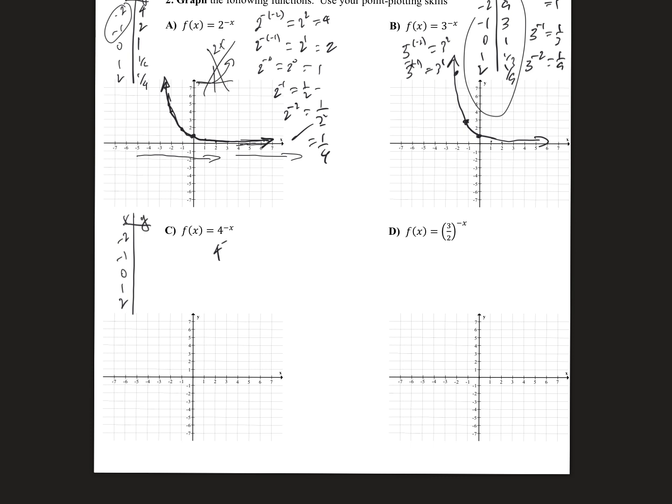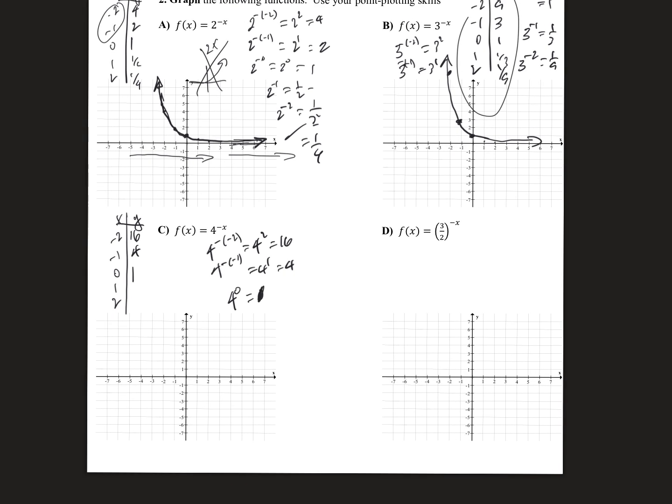So we're taking the opposite of negative 2, which becomes 4 squared. So there's our 16. We're taking the opposite of negative 1, which is 4 to the first, which is 4. Right? 4 to the 0 is still 1. And if I put in a positive 1, 4 to the negative 1 becomes 1/4. And if I put in that positive 2, we get 4 to the negative 2, which is 1/16.